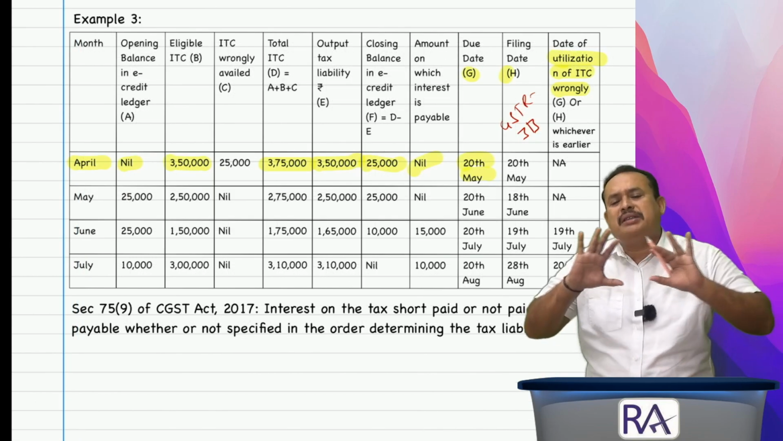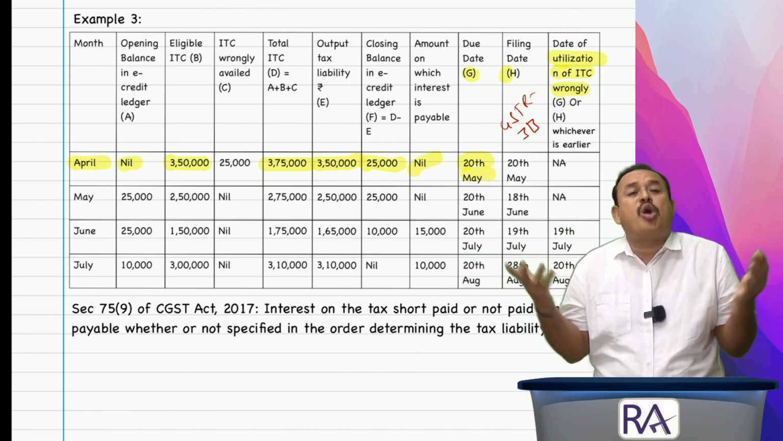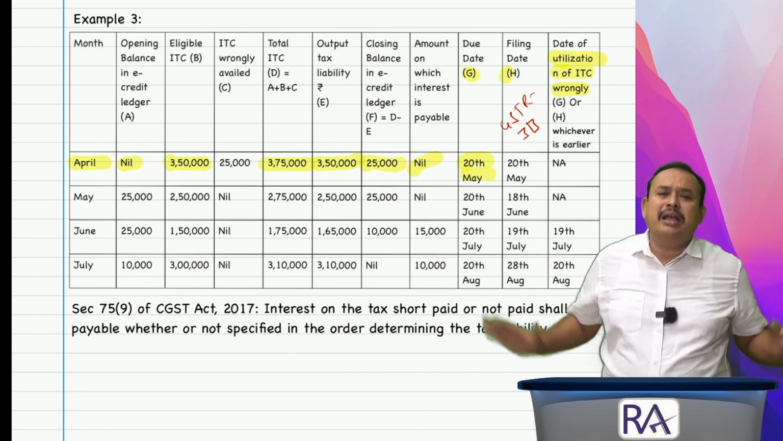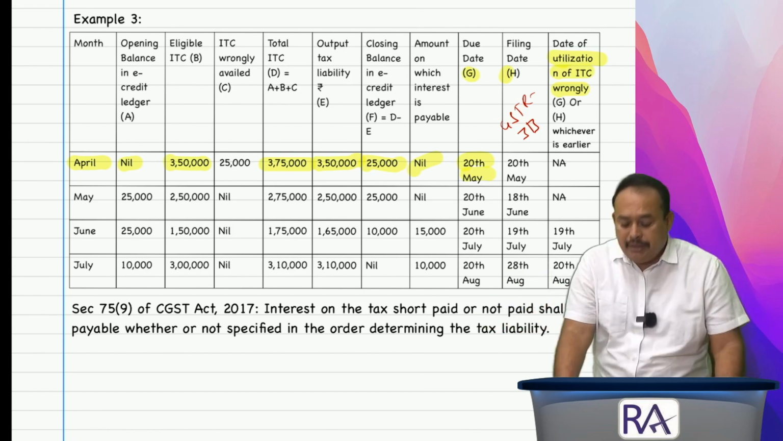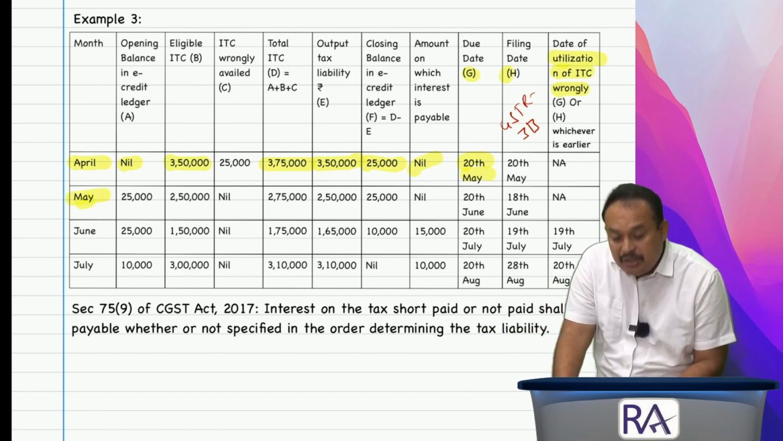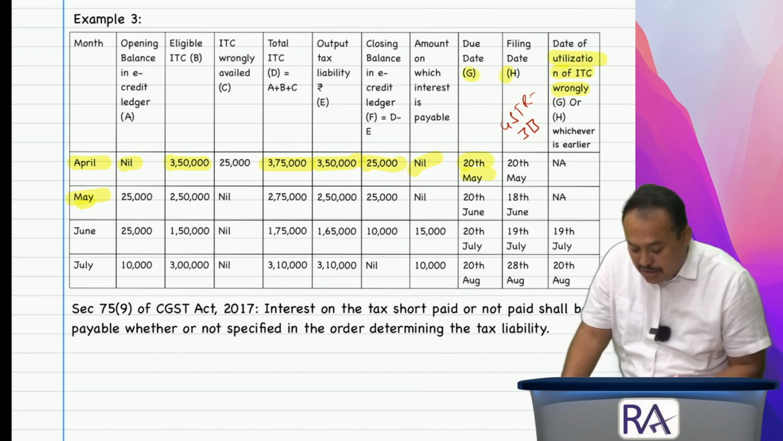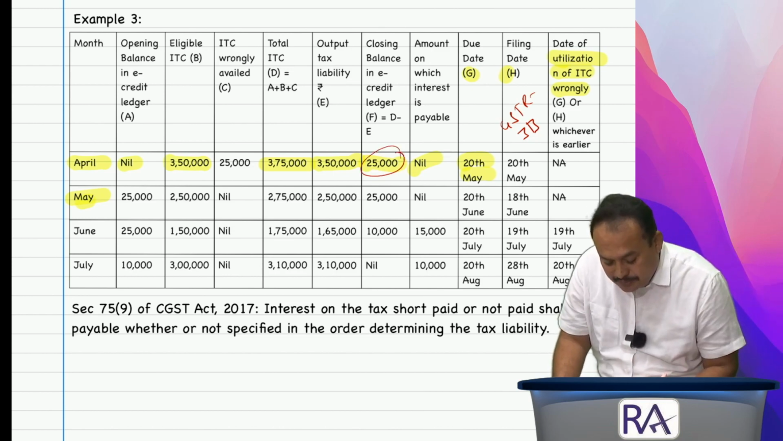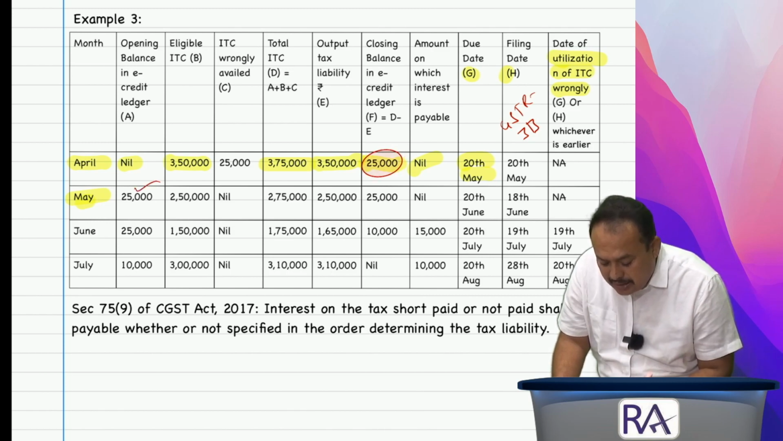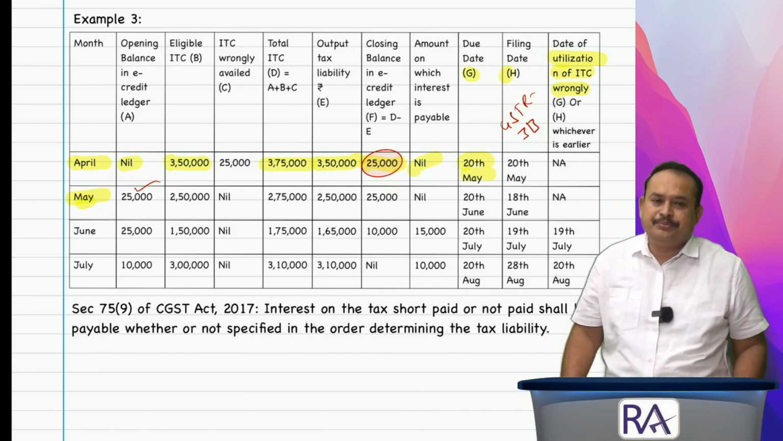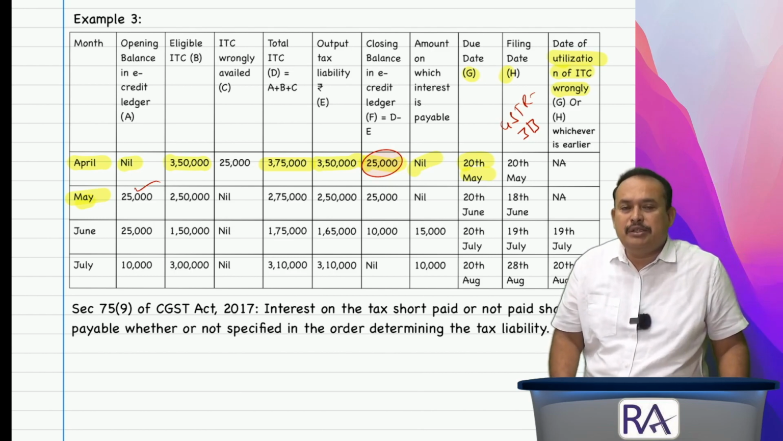Now, in the month of April, since I have not wrongly utilized the input tax credit, no interest is liable to be paid in the given case. Further, coming to the next month, May. The April closing balance in the electronic credit ledger, which is 25,000, will become the opening balance in my May electronic credit ledger. Obviously, opening balance for May is 25,000.